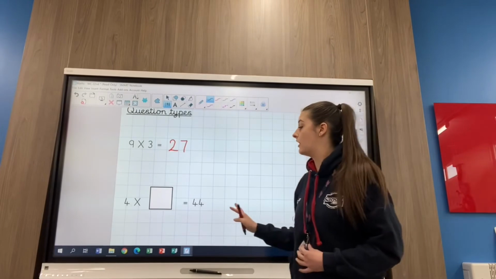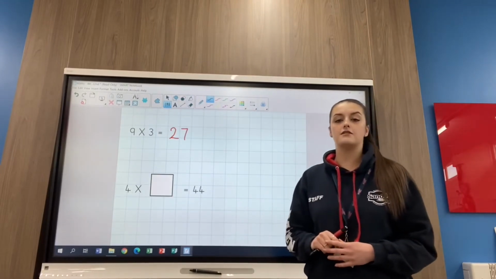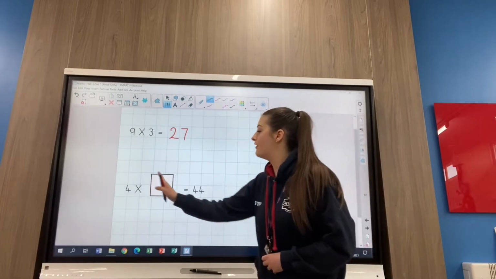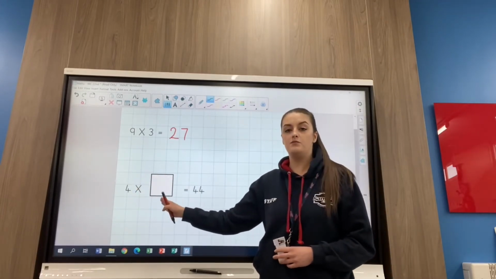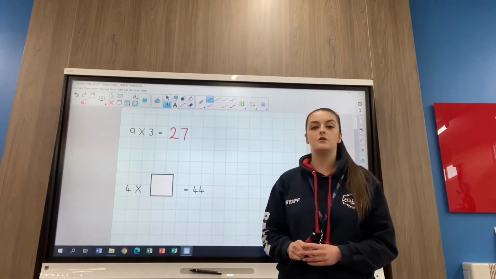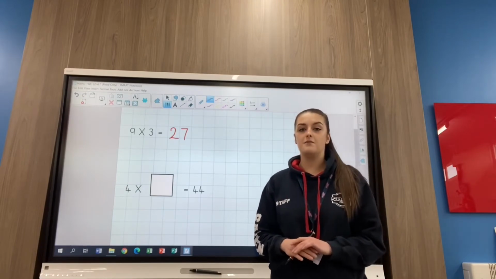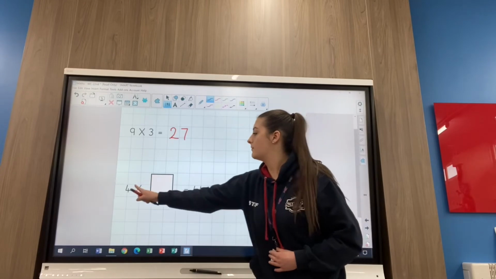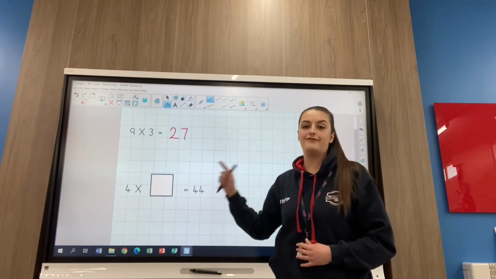You've also got some missing number questions. I know we were really good at these in our last maths booklet. So I've got 4 multiplied by something equals 44. I know lots of you will be shouting at my video now telling me the answer because you know what we multiply by 4 to get to 44.